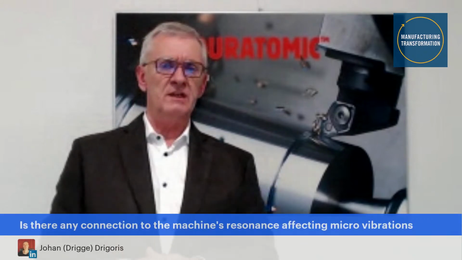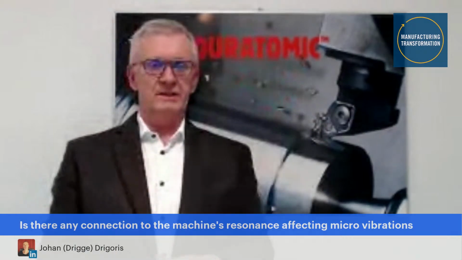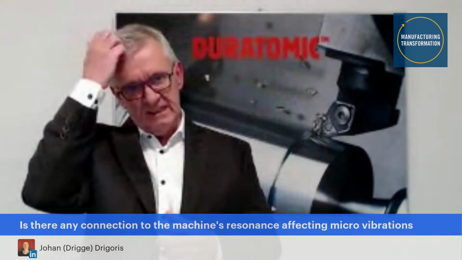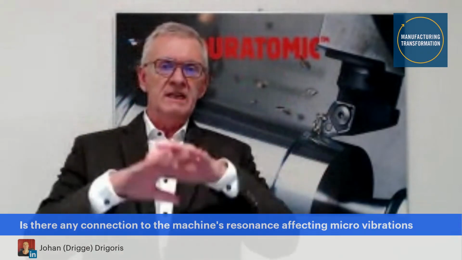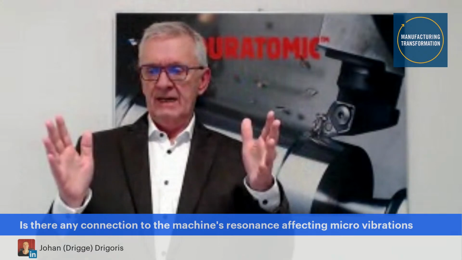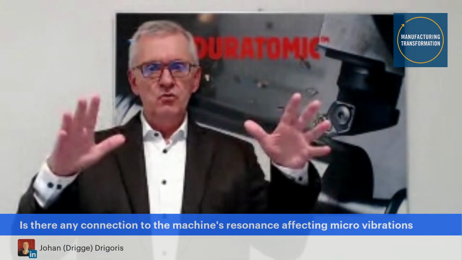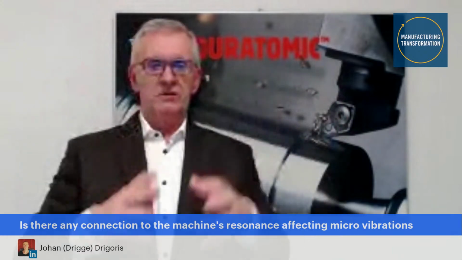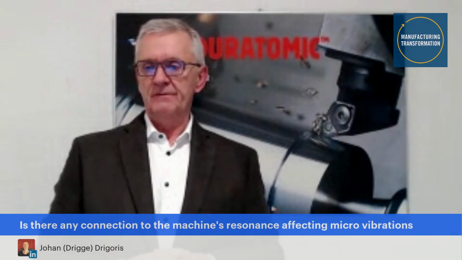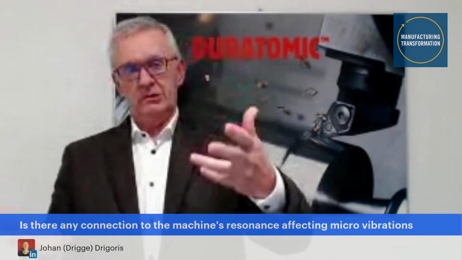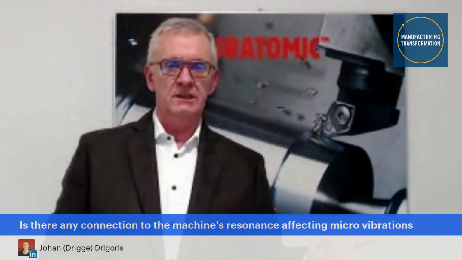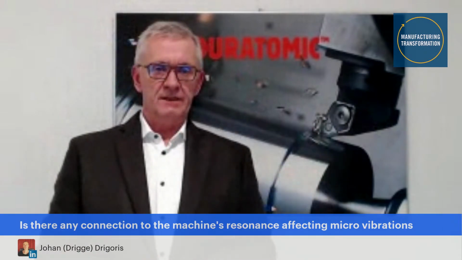Is there any connection to the machine's resonance affecting micro vibrations? No, not really. It's two vibrations on top of each other. It could be in some cases that you start to have interference between things, but in a general thing, the two exist complementary to each other. Of course, if you have resonance vibrations already due to the machine tool, and on top of it you have micro vibrations due to the cutting tool, yeah, that's double negative.